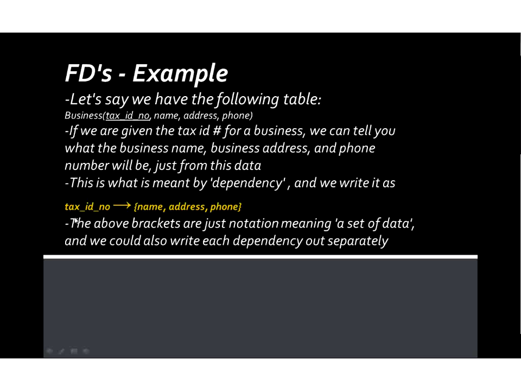So you see we have our set notation here. Don't let that fool you, okay? We can group these three together. Instead of saying tax ID number defines name, tax ID number defines address, tax ID number defines phone, we can say tax ID number defines, within set brackets, name, address, and phone, all right?